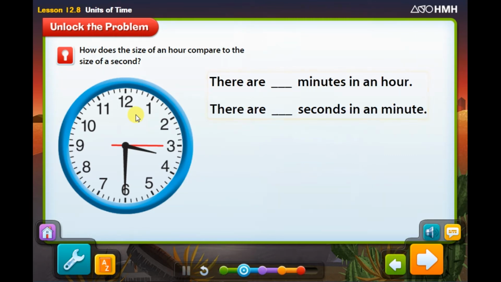Okay, how many minutes are in 1 hour? There are 60 minutes in 1 hour. And how many seconds in 1 minute? There are 60 seconds in 1 minute, the same number. So there are 60 minutes in 1 hour, and there are 60 seconds in 1 minute. Next, multiply the number of minutes in an hour by the number of seconds in a minute.